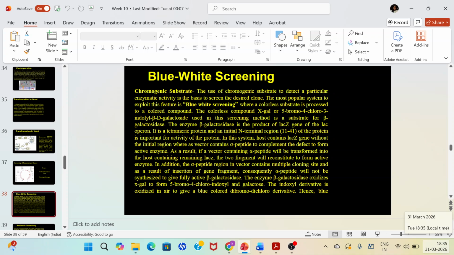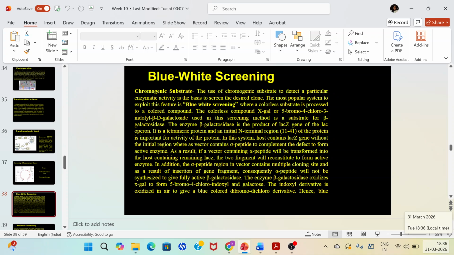Now we want to screen the cells, to find which cell has gotten our plasmid and which has not. For that, many methods are there. One is the blue white screening, which uses a chromogenic substrate. The use of a chromogenic substrate to detect a particular enzymatic activity is the basis to screen the desired clone.